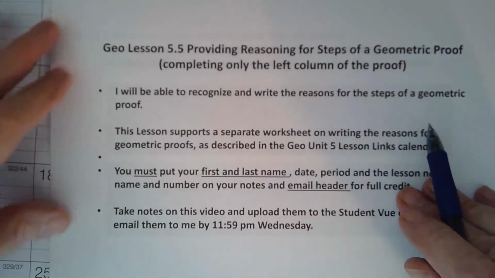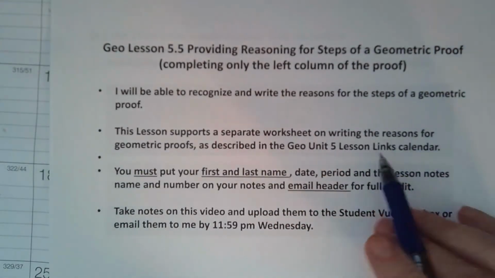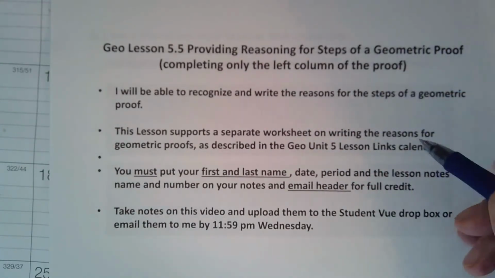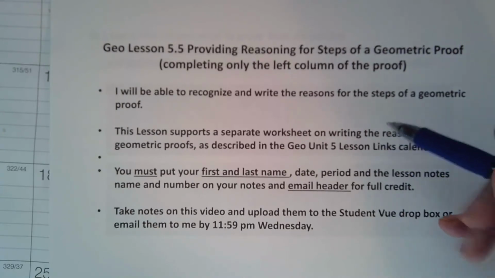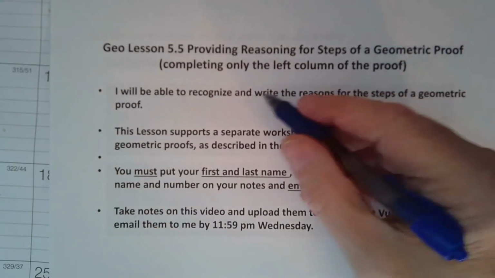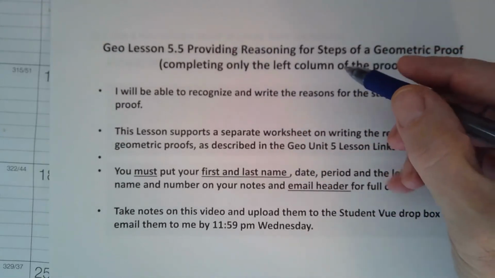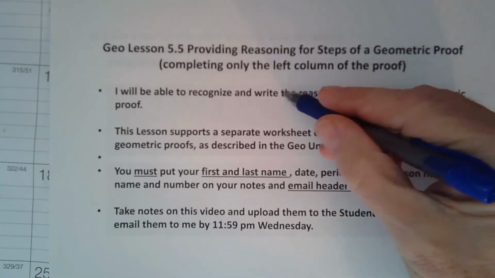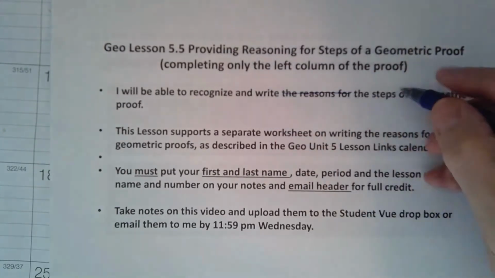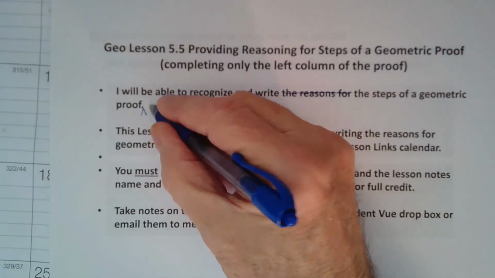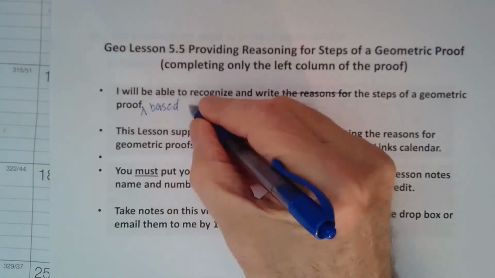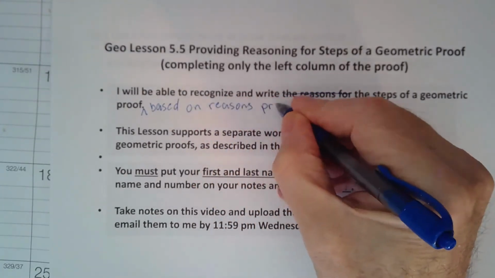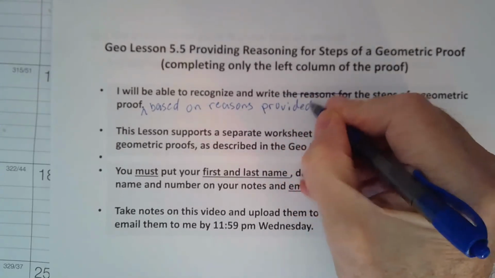So you're going to recognize and write the reasons for the steps of a geometric proof. Steps, I should say, for the reasons for the steps of a geometric proof. And also the steps. So let's change this: recognize and write the steps. So we'll take out the reasons and write the steps of a geometric proof based on reasons provided. So I amended that slightly, okay?